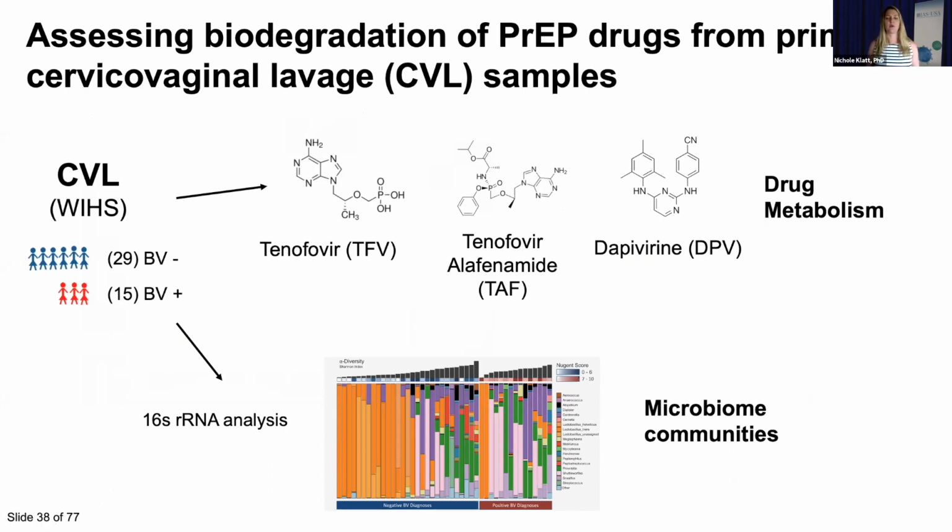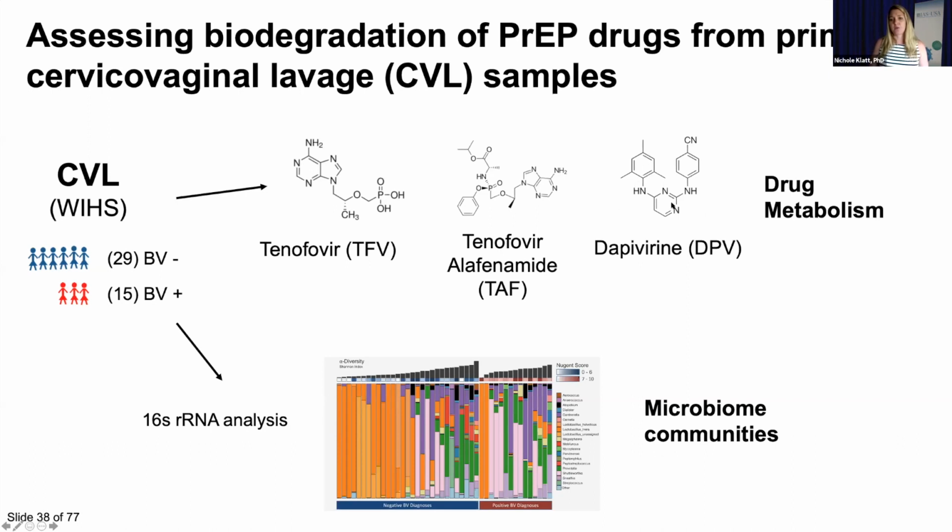So we take CVLs from women that either do or don't have BV, and then we look at the potential for these bugs to biodegrade or metabolize different drugs. We're looking at tenofovir, since that tenofovir gel was that first trial and has been used in a lot of the microbicide trials, but we also went on to look at TAF. As most people here know, TAF is next generation tenofovir and is used now in a lot of PrEP regimens, particularly in men, not so much in women.